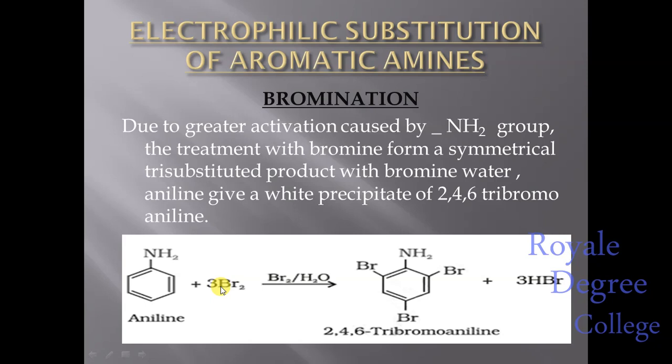So we are taking 3 bromine, and the reaction will take place in the presence of bromine water. We are getting the product 2,4,6-tribromoaniline: at the second position of the benzene ring Br is attached, at the fourth position Br is attached, and at the sixth position Br is attached, to the aniline. The hydrogen atoms from the ortho and para positions react with 3 more bromine, and we are getting the side product, 3 moles of hydrogen bromide.